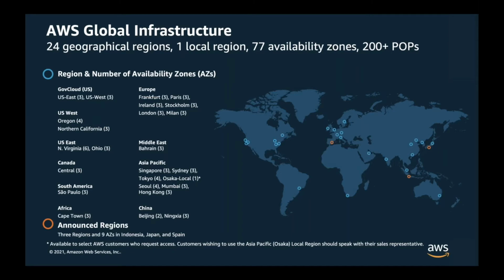So whether you're deploying your application in one part of the world or the other, you can choose to deploy it to any one of those 24 geographical regions around the world. We also have more regions announced. We've got 3 new regions coming online, with 9 new AZs: Indonesia, Japan, and Spain.